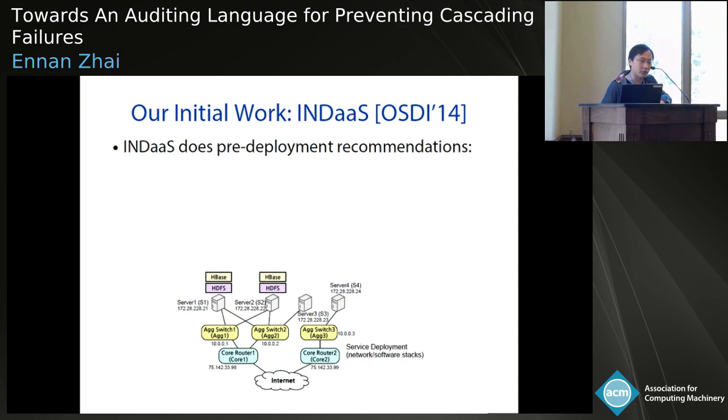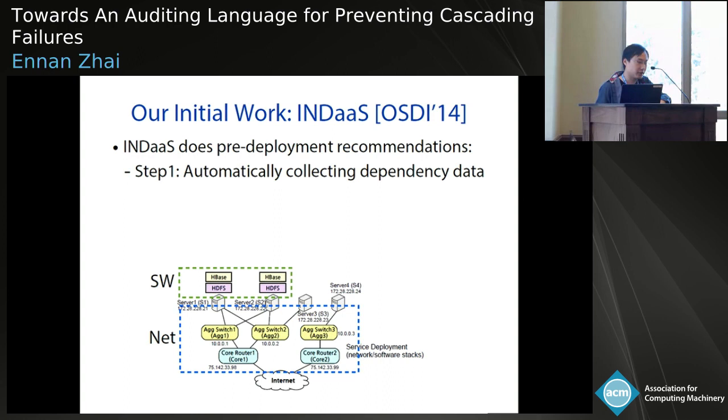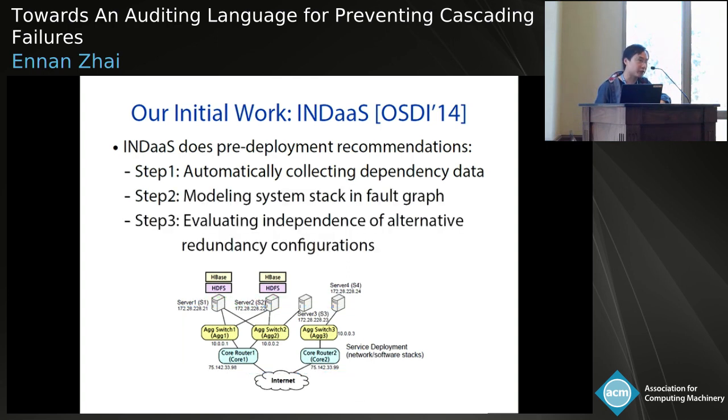Let me show you the workflow of the Indus system. In the first step, Indus can automatically collect dependency data of the target environment, including software and network dependencies. After that, Indus builds the fault graph model to represent the target system stack, and then Indus evaluates the independence of all the alternative redundancy configurations. In this case, administrators can select the most independent one for their service setup.